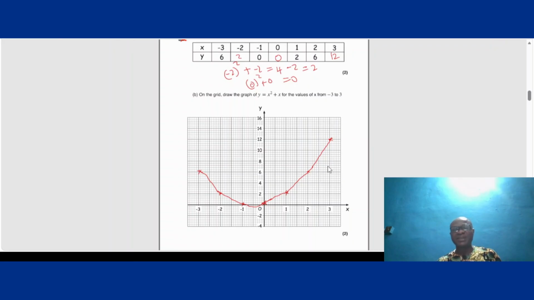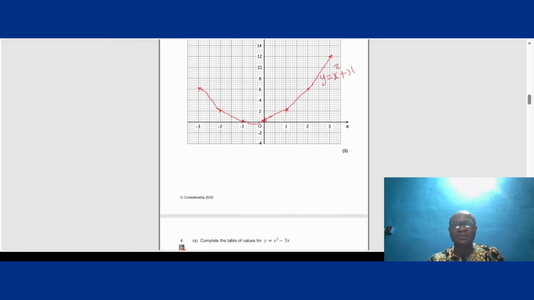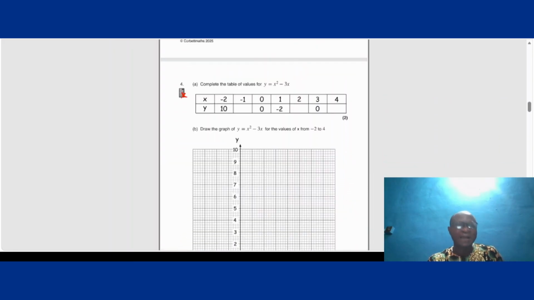Do you understand what I said now? Yeah. So y is equal to x squared plus x. That is the graph. As smooth as you can see it. Within this shortest time, I have drawn 3 graphs. After this, I will give you one. Did you hear me? Yes, sir.